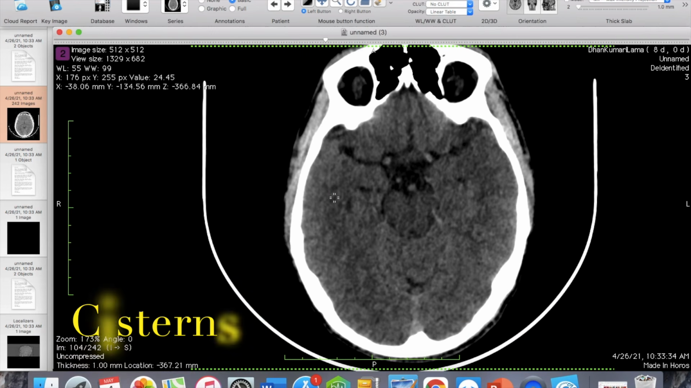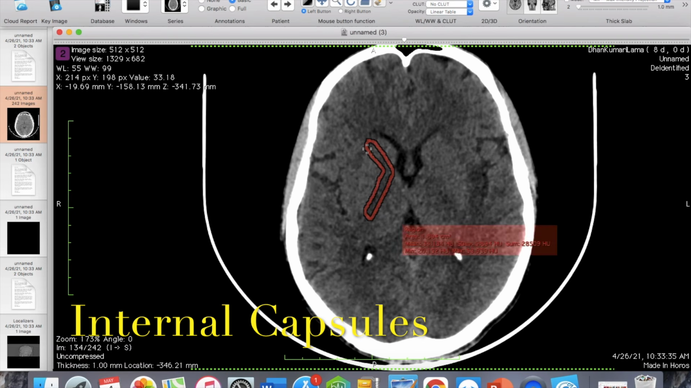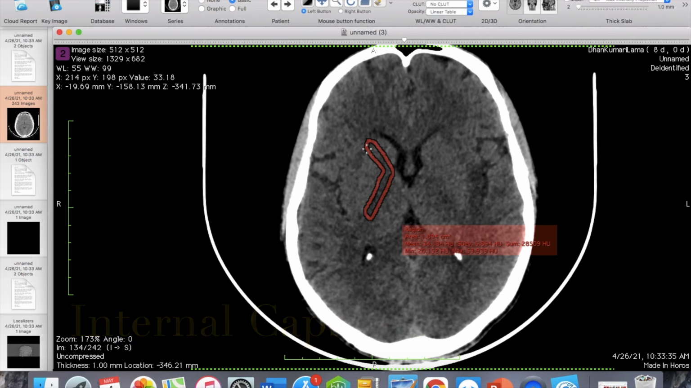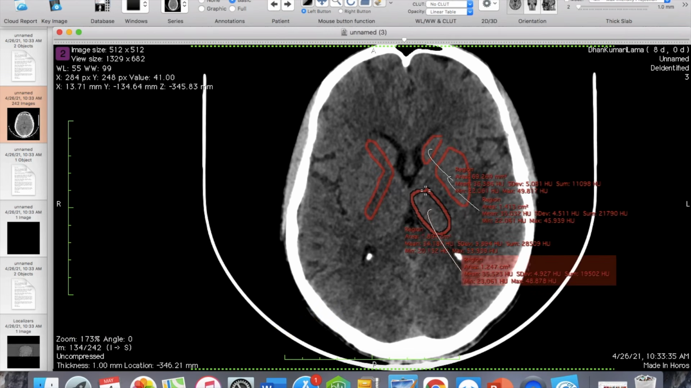Cisterns are deep sulci in the brain which transfer blood vessels. Internal capsules are L-shaped structures which transmit information from brain to spinal cord and vice versa. Basal ganglia lie around the internal capsule and consist of lentiform nucleus, which is a lens-shaped structure, caudate nucleus anteriorly, and thalamus, which lies by the side of third ventricle.